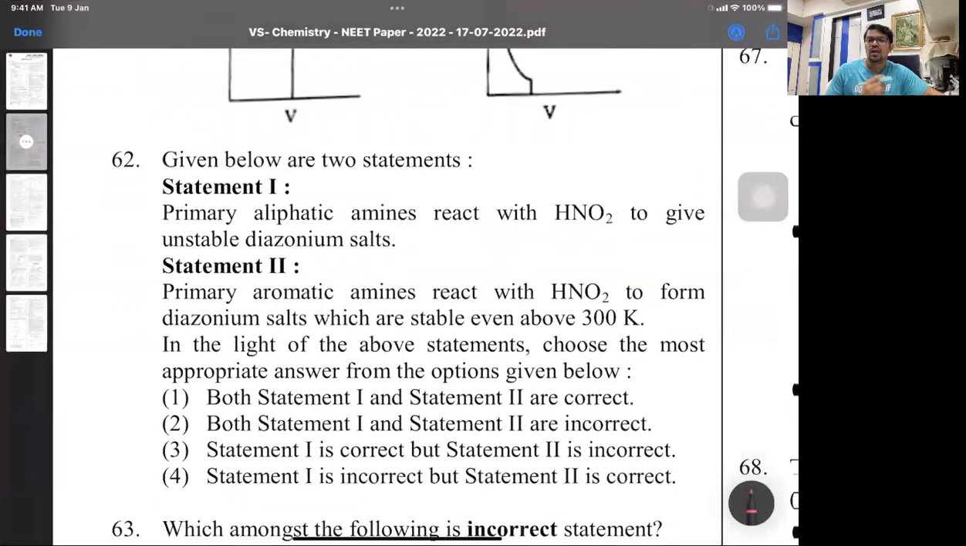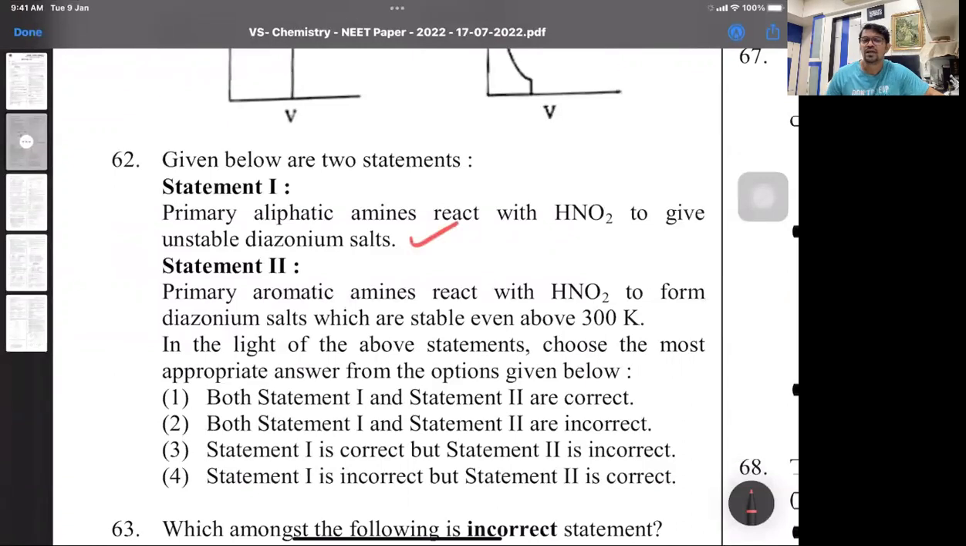62nd, if you see, it says primary aliphatic amines react with HNO2 to give unstable diazonium salt. That's true. Why? The diazonium salt will decompose to liberate nitrogen gas and give its respective alcohol. That's one. So the first statement is true.